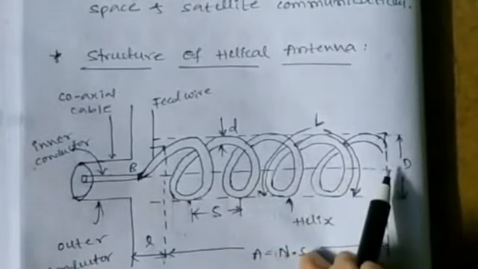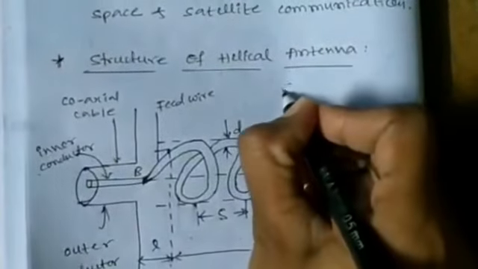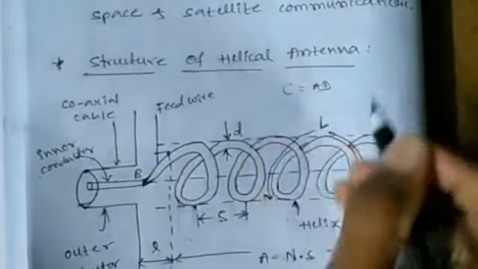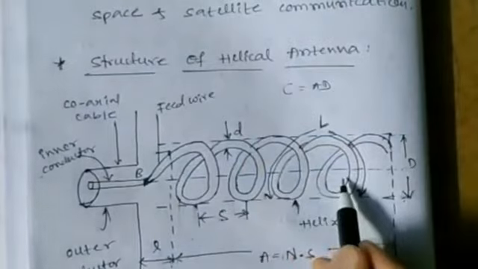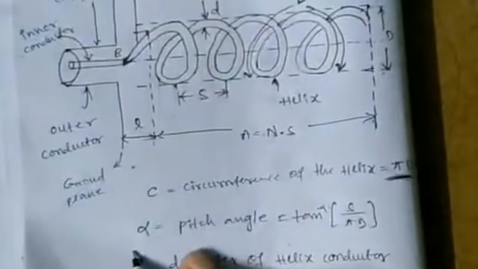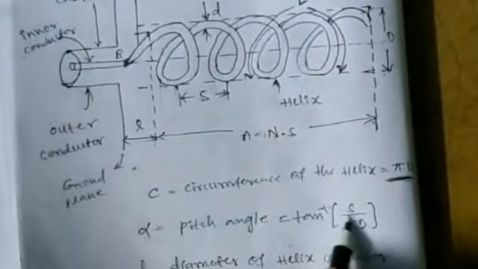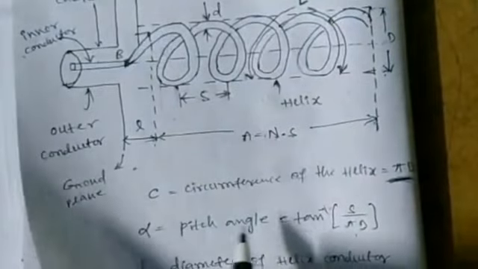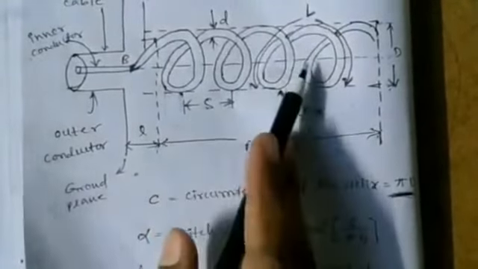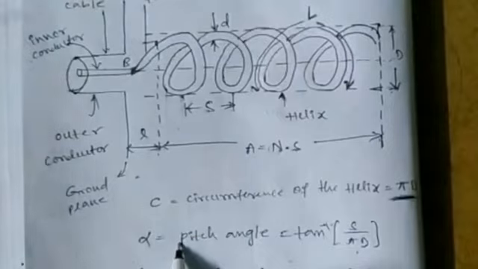These helices have a circumference C, that is pi D. And in these helices the pitch angle also exists, that is alpha, which is tan inverse of S by pi D. Now we have to find the length of one turn and the pitch angle.